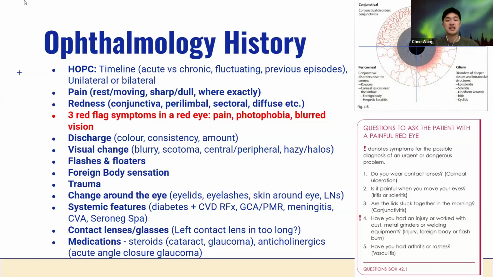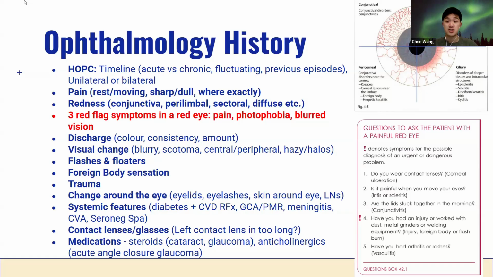With pain, one key question is to ask whether the pain is worse at rest or when they move their eyes. If it's worse when moving their eyes, it's likely to indicate iritis and/or scleritis. So that's really important to know. Whether the pain is sharp or dull, and where exactly is the pain. Remember, some non-ophthalmic conditions can also have pain in the eye region. For example, cluster headaches can manifest as retro-orbital pain, so pain behind the eyes, which might lead to some confusion as well.